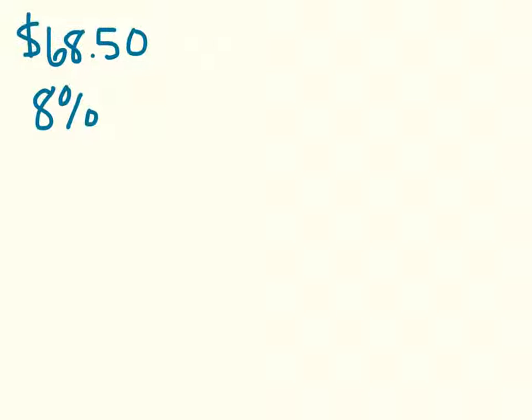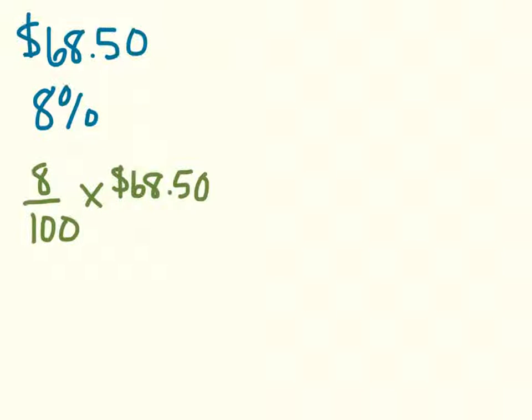Method 1 involves using a fraction. So if our sales tax is 8% of $68.50, we would take 8 over 100, because that's what 8% really means, right? 8 over 100 times $68.50, so that we can calculate how much the sales tax would be. So 8 times $68.50 divided by 100 gives us an answer of $5.48. I did use my calculator for that.